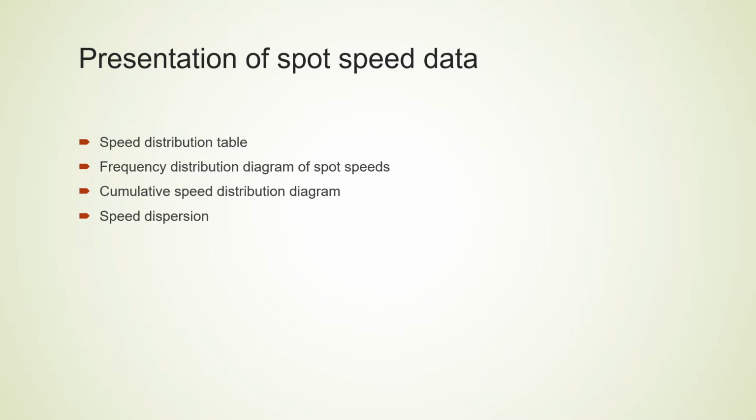Now let us see how the spot speed data is presented in reports or presented for analysis. There are four types of presentation. One is a speed distribution table, then a frequency distribution diagram of spot speeds, and a cumulative speed distribution diagram. And the fourth one is speed dispersion.